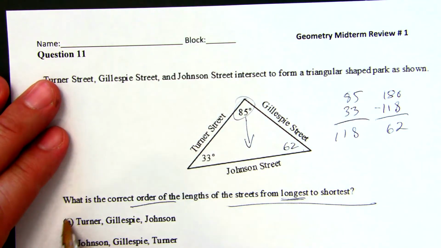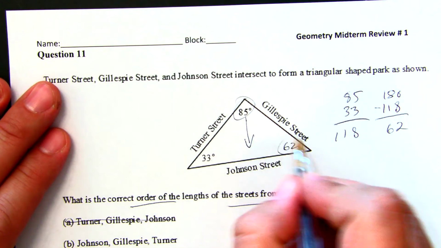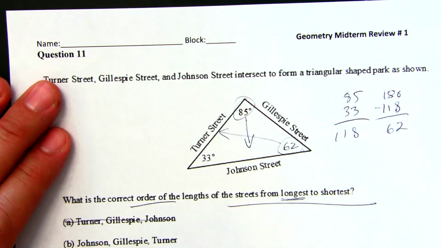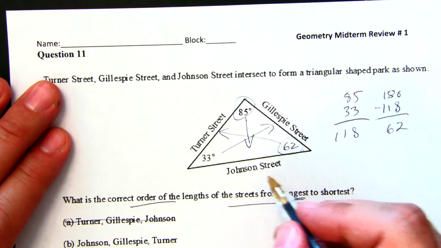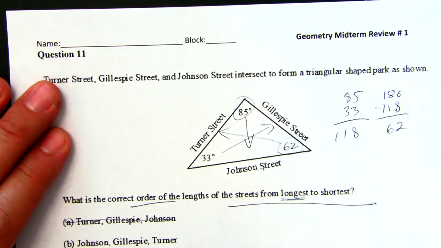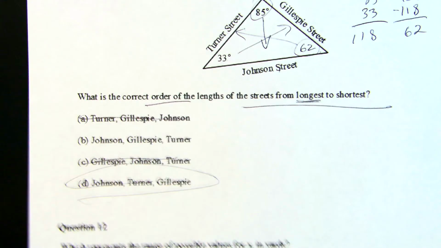So A and C are ruled out because Johnson's got to come first. Then the next biggest angle is 62, so across from that is Turner Street, and then finally we'll have Gillespie Street. So we'll have Johnson, Turner, Gillespie, which is choice D. See that? Johnson, Turner, Gillespie.